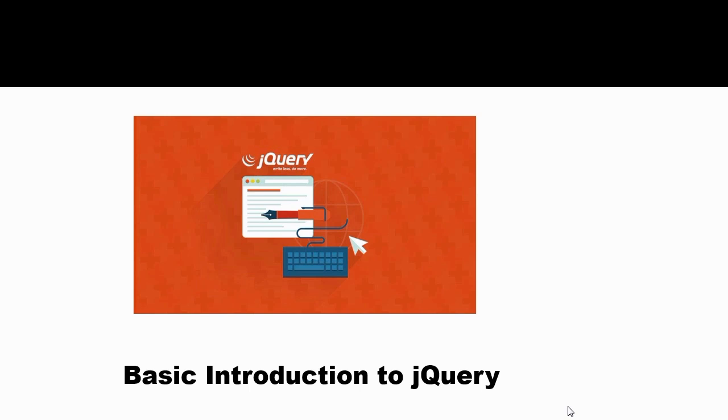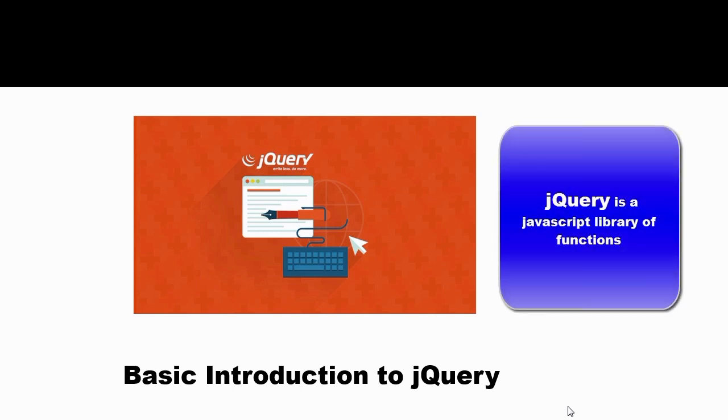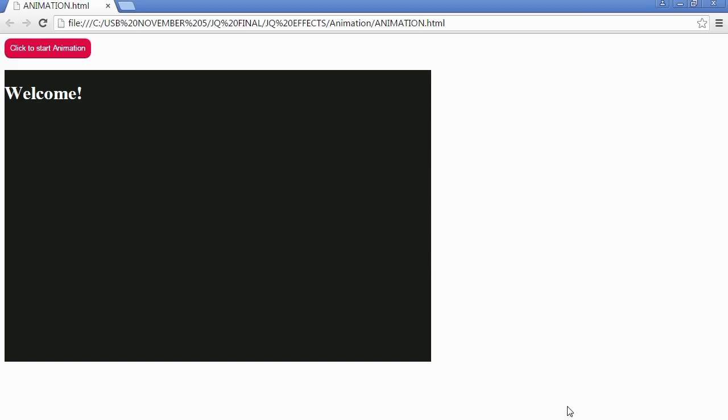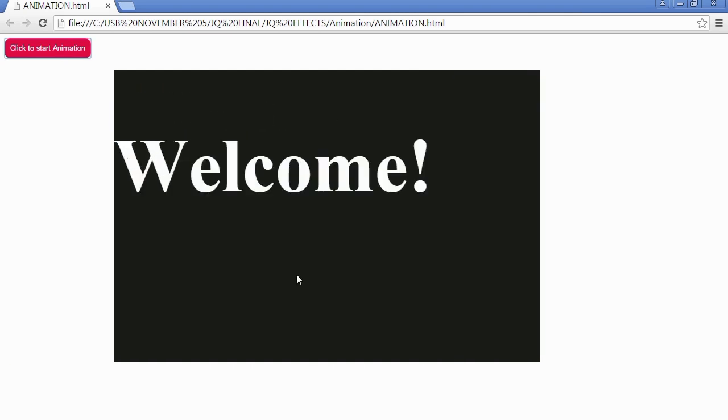What is jQuery? jQuery is a JavaScript library of functions. Just like you have a library of books, jQuery is a library of JavaScript functions. In this course, you will learn how to do simple animations like this.